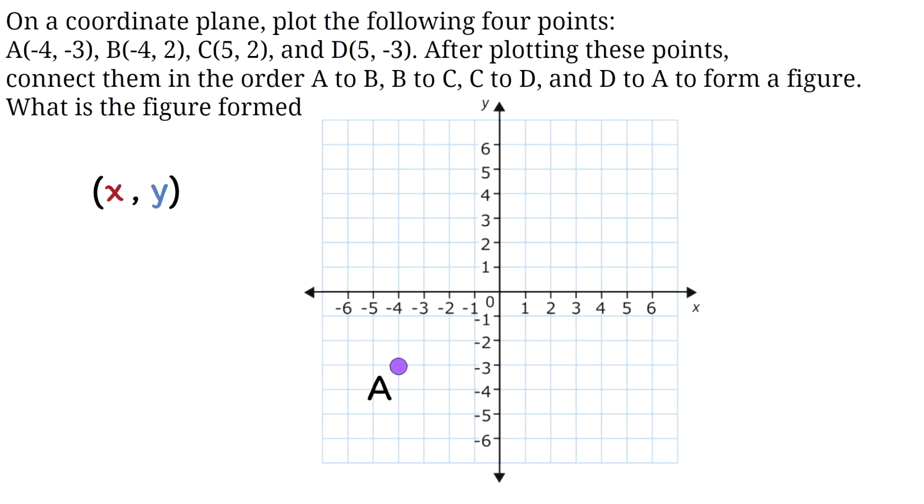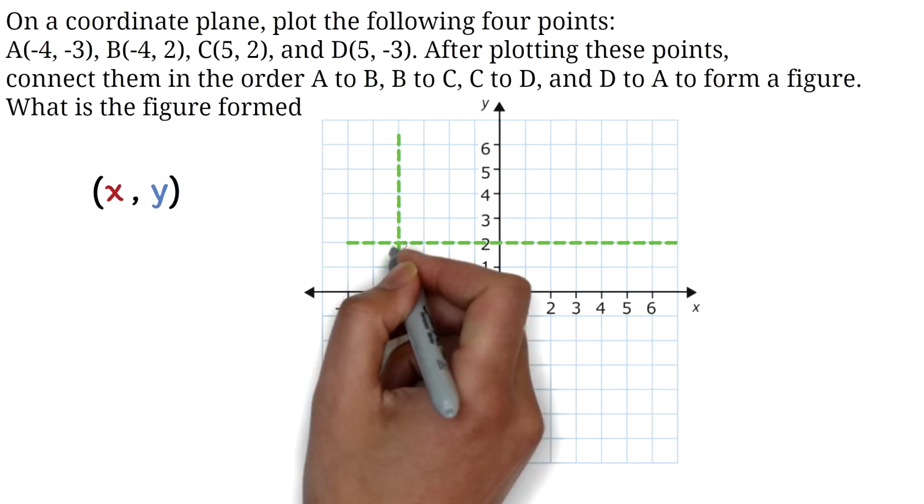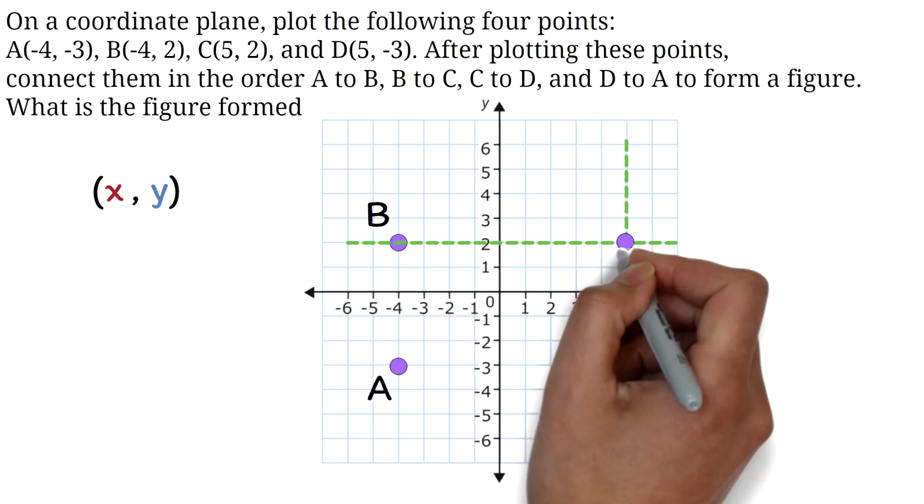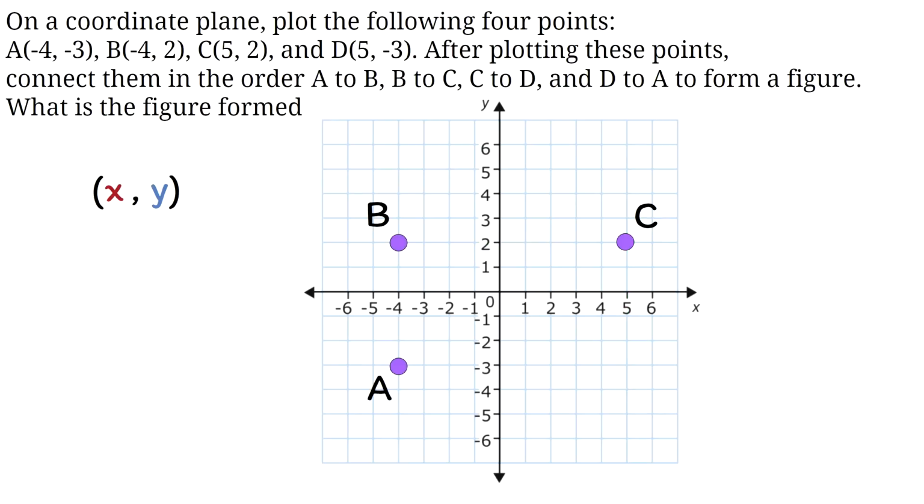For B, (-4, 2), the x value is -4, and the y value is 2. So this is our point. For C, (5, 2), the x value is 5 and the y value is 2. So this is our point. And for D, (5, -3), the x value is 5 and the y value is -3. So this is our point.